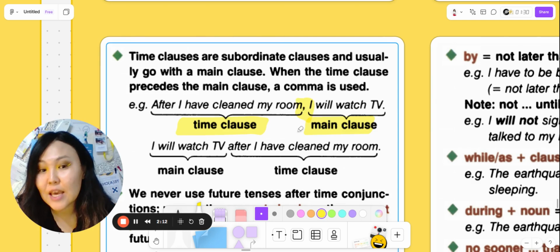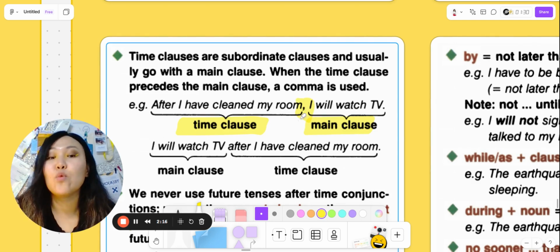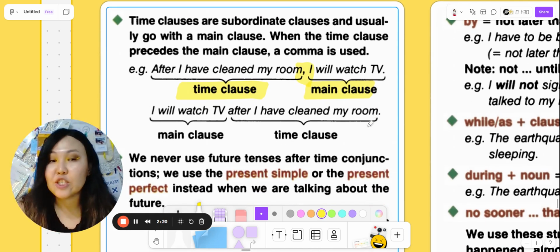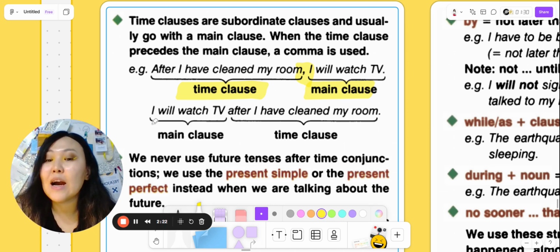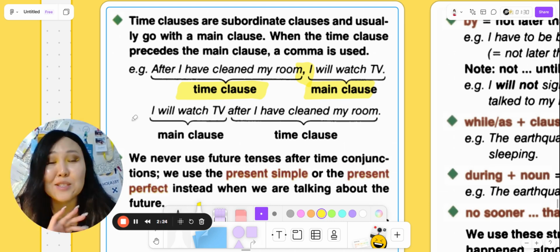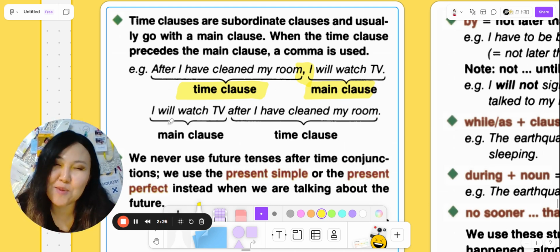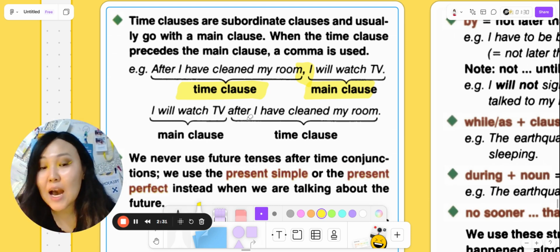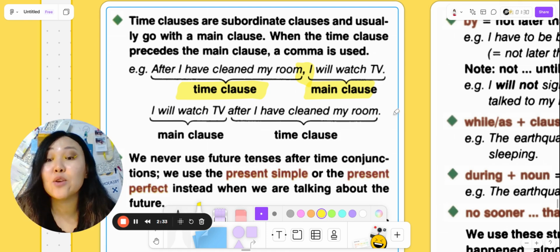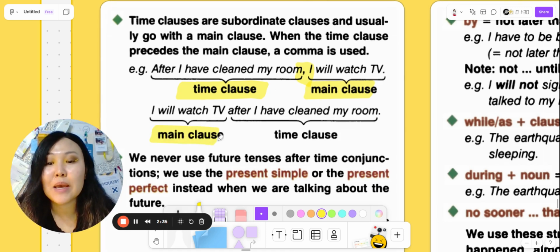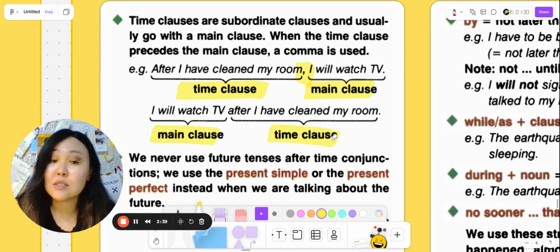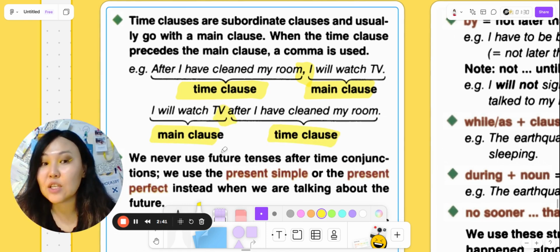And here, if the time clause is the first to come in the sentence, we put a comma. But if the situation is vice versa: I will watch TV after I have cleaned my room. In this case, the main clause is the first to come in the sentence, and the time clause is the second. That's why we don't have any commas.